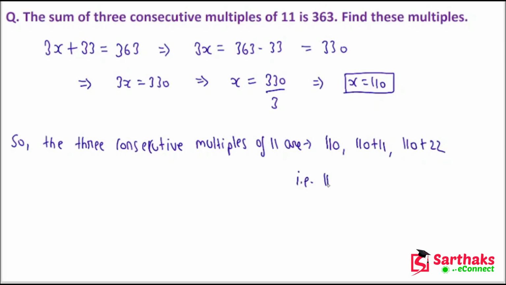That is 110, then 121, which is 11 square, and then 132, which is 11 into 12. So you can see it is 11 into 10, 11 into 11, and 11 into 12. So these are 3 consecutive multiples whose sum is 363. So this is how you can solve the questions on the basis of linear equation of one variable.